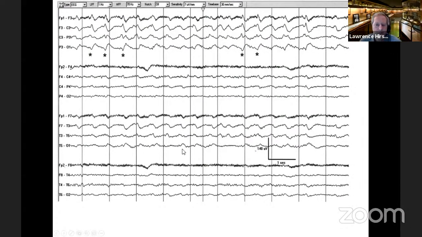All right, so this is an example of a lateralized rhythmic delta activity. And these little stars are showing the sharp component in there as well, which would make it a plus S, which I'll get to in a bit. So this is lateralized rhythmic delta activity with a plus S modifier.